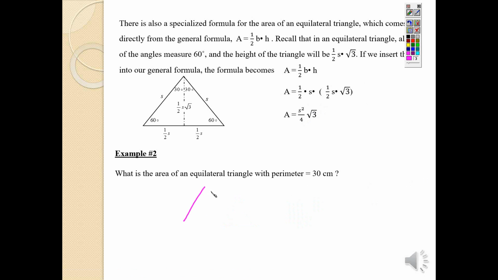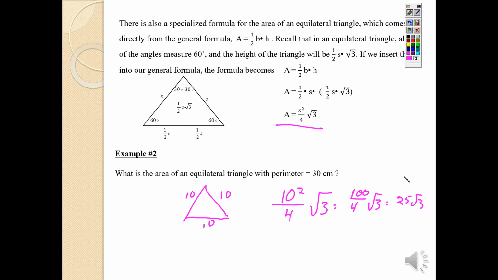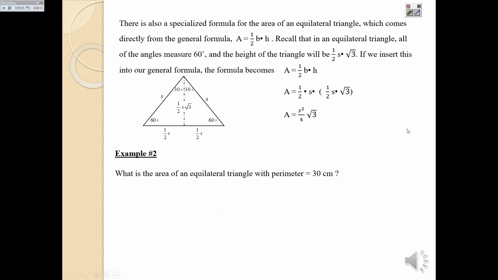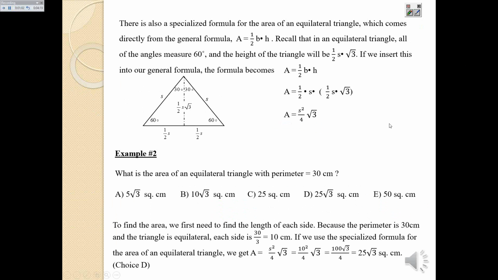If we have an equilateral triangle right here, and we know that the perimeter is 30, that means that each side would be 10. If we plug in this formula right here, our side squared would be 10 squared over 4 times the square root of 3. 10 squared is 100 over 4 times the square root of 3. And that would give us 25 times the square root of 3. You understand? And I believe that's going to be one of our answers. There it is, D. Alright, and then here's an explanation for it again.